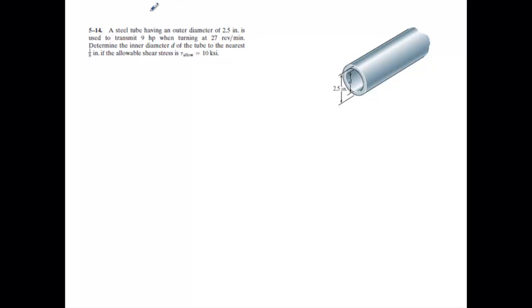Okay, this is problem 5-14. Here you have 9 horsepower and you're spinning at 27 revolutions per minute. So the first thing you need to do with these type of problems is to get the angular velocity or angular speed into radians per second.